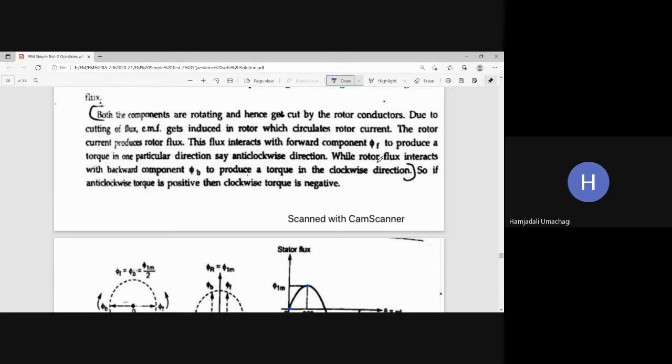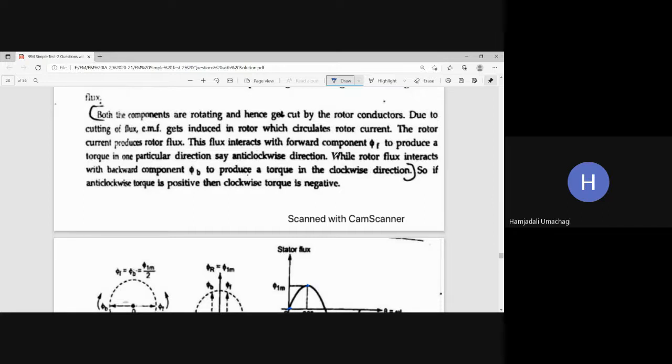While the same rotor, once again, is going to react with the other remaining stator flux, that is the backward flux, which is going to produce a torque. Now that torque will be in the clockwise direction. So therefore we are going to get two torques. The torque one, which is in the anti-clockwise direction, is because of the interaction of the rotor flux with the forward component of the stator flux, and the other torque is because of the interaction of the rotor flux with the stator backward flux, which is going to give us the torque in the clockwise direction.